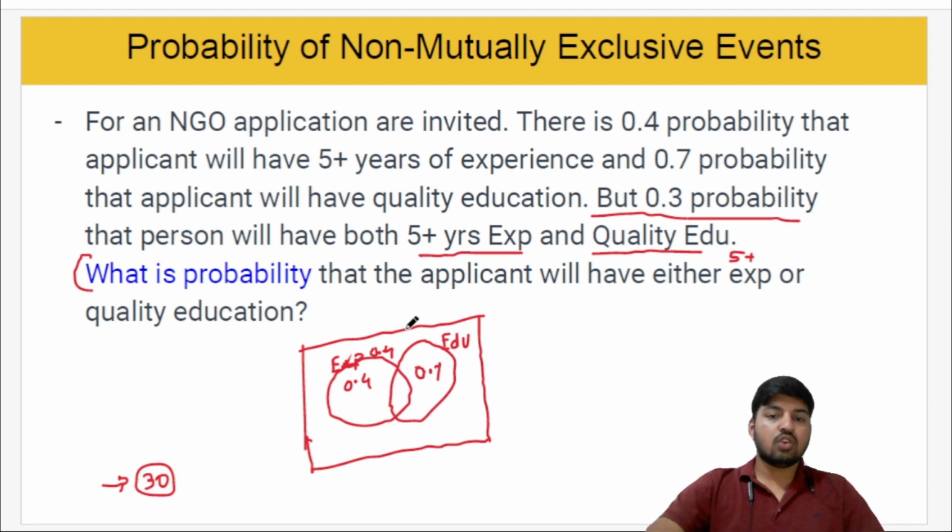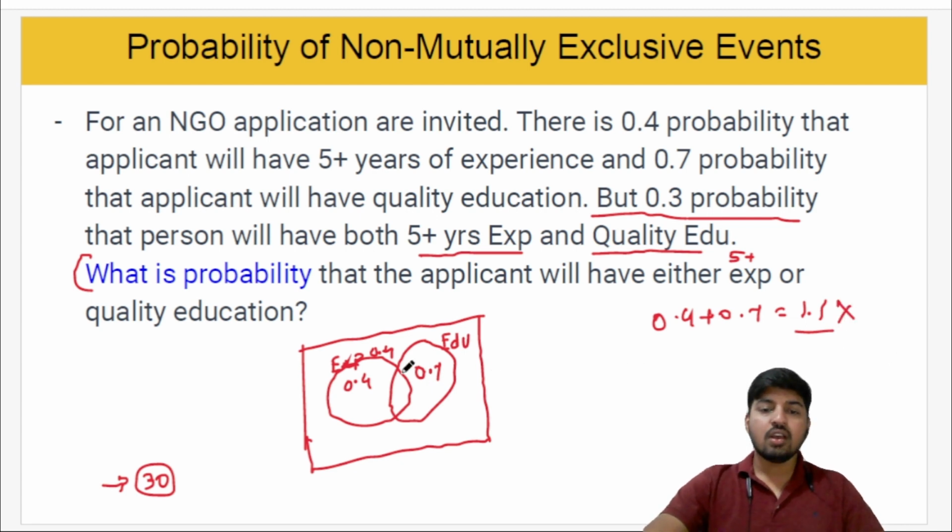So if I do my normal math, probability of experience plus probability of education, the total will come to 0.4 plus 0.7 is equal to 1.1. And that is not possible, since a probability greater than 1 cannot occur. That means we are doing something wrong. So what wrong are we doing? We are double counting this portion. We are counting it here also, and here also. So that part we need to subtract.